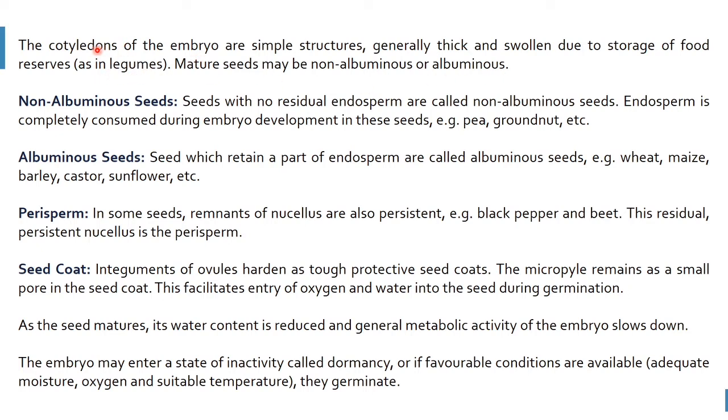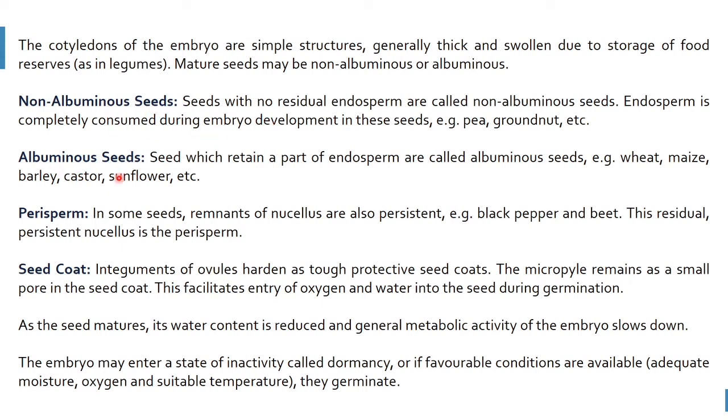So the cotyledons are thick and swollen parts due to storage of food. They can be non-albuminous or albuminous. Non-albuminous seeds are the seeds which have no residual endosperm, meaning no endosperm is present in those seeds, for example pea, groundnut, all the legumes. The endosperm was completely consumed during embryo development.